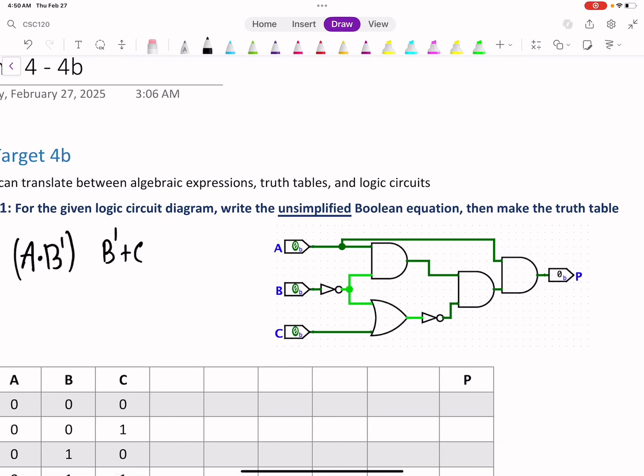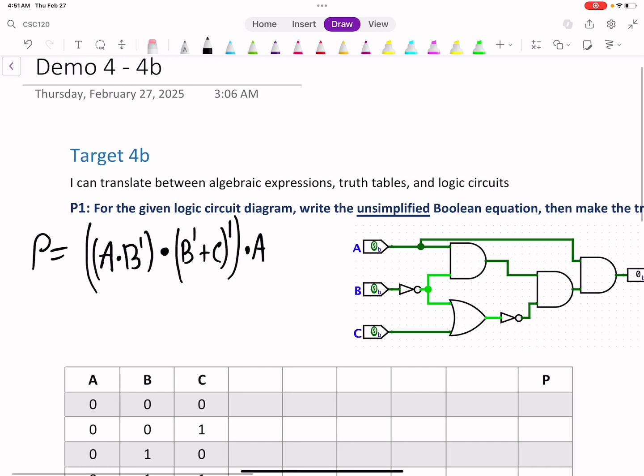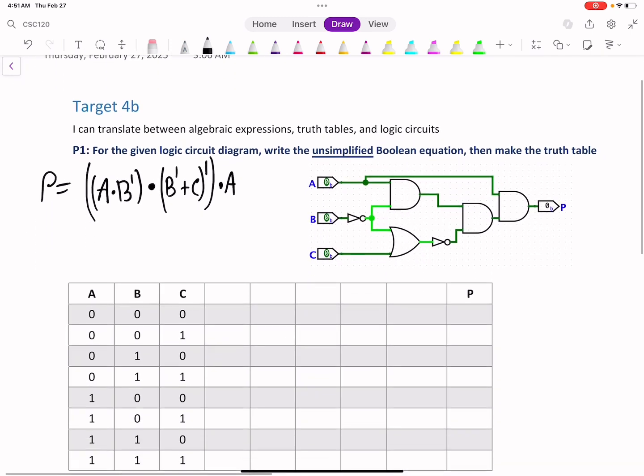And then as you can see right here, we have a NOT gate, which means we're going to have to put this in parentheses and NOT it. And both of these expressions are being ANDed by this AND gate, so they're ANDed right there in the middle. And then at the end, we get an A going all from here down to this AND gate and being multiplied by all of this expression that we have already. So we're going to put this whole thing in parentheses and AND it with A. And that's my unsimplified Boolean equation for this.